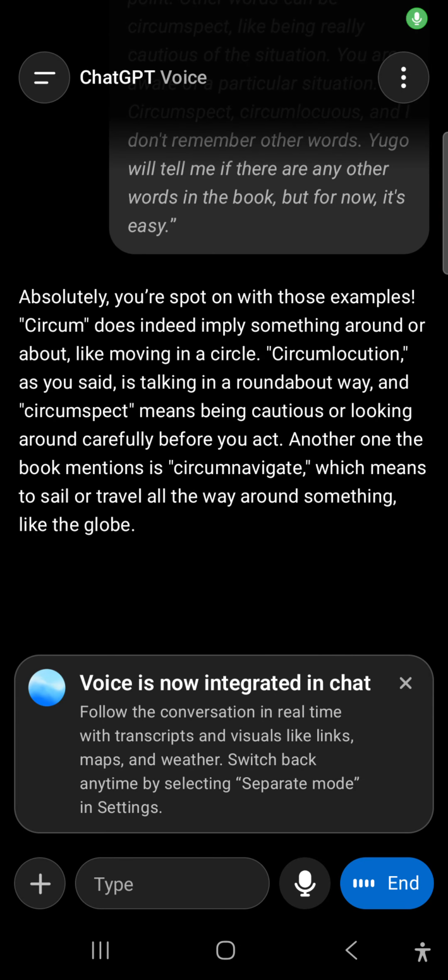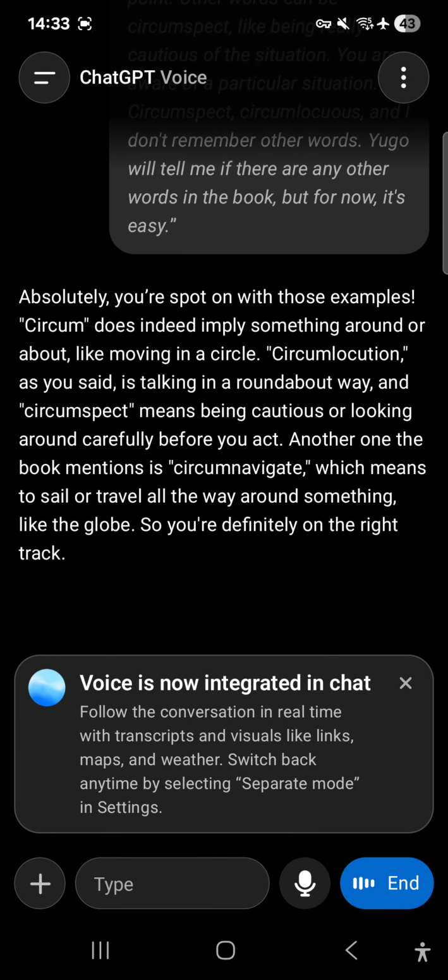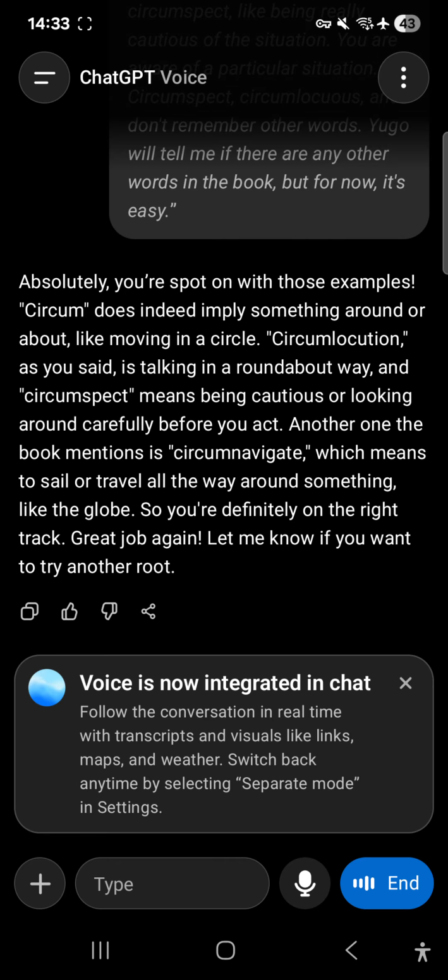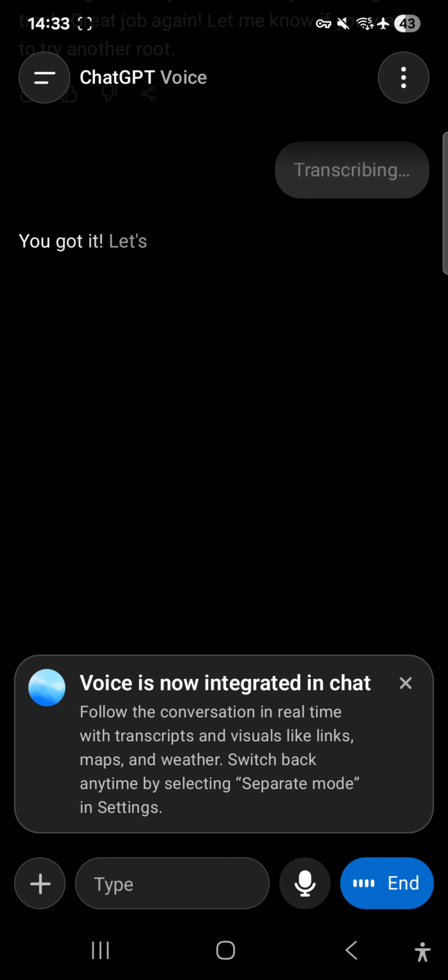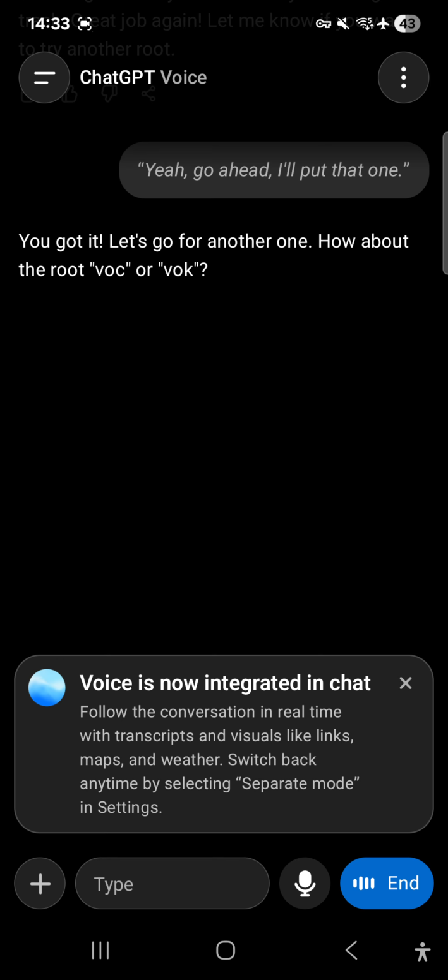Which means to sail or travel all the way around something, like the globe. So you're definitely on the right track. Great job again. Let me know if you want to try another root. Yeah, go ahead, ask other root words. You got it. Let's go for another one. How about the root vok or voke? Take a guess at what it means and share related words.